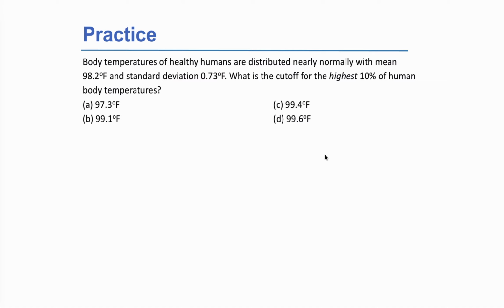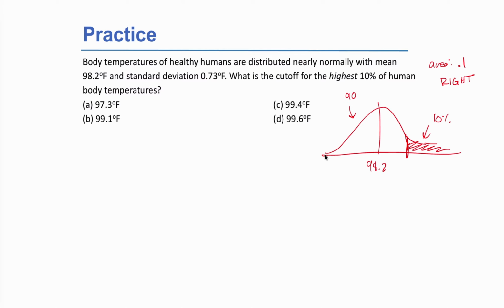What is the cutoff for the highest 10% of human body temperatures? So if you've got the left, right, center, you can do area be 0.1 and pick right. I don't have that, so I'm going to do what corresponds to the lower 90% because that's the same as the upper 10%.